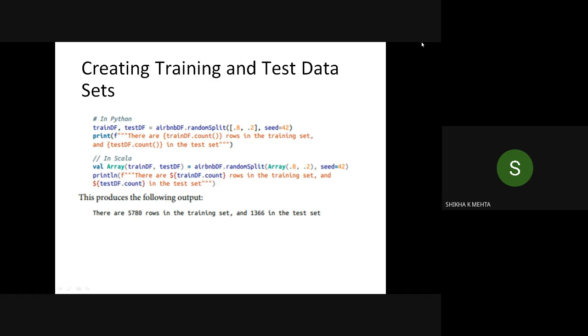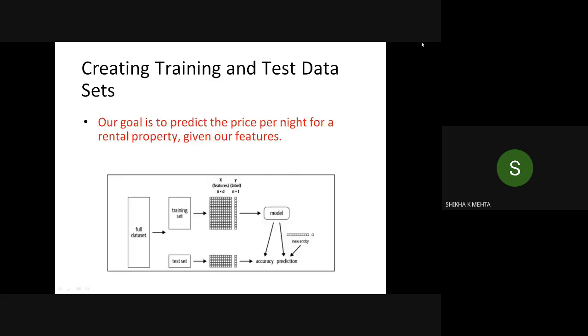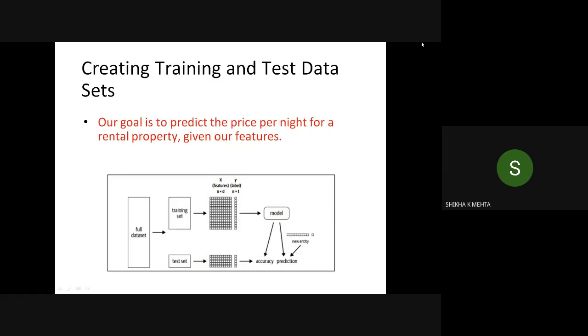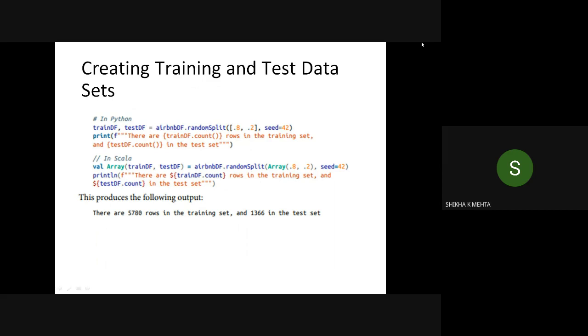I know most of you have done this task in Python. So train data frame, test data frame is equal to Airbnb df. As we have loaded this data in the previous slide, our data is stored in the form of a data frame, that is, in the form of rows and columns. We use the random split method in order to split the data into the training and test data in the ratio of 80 and 20%.